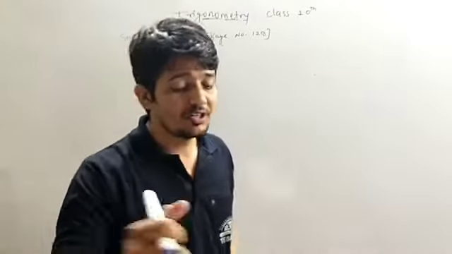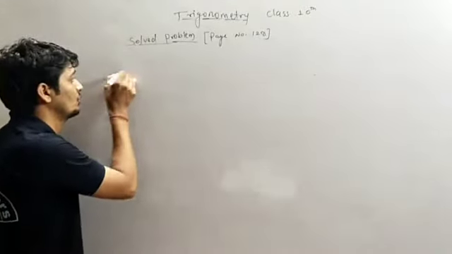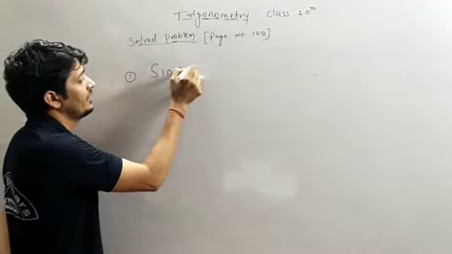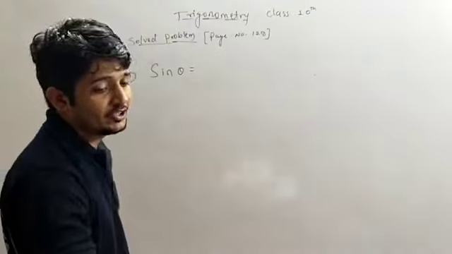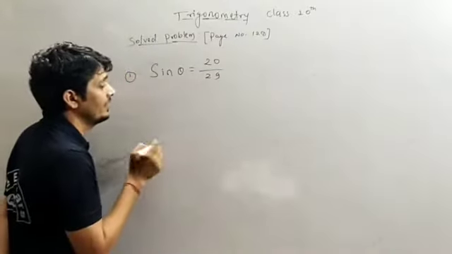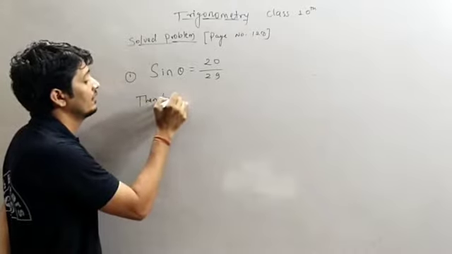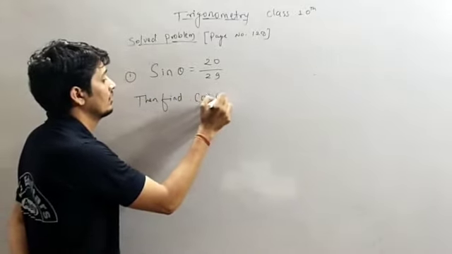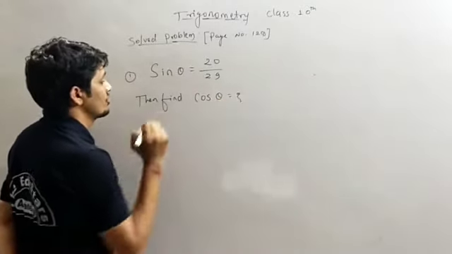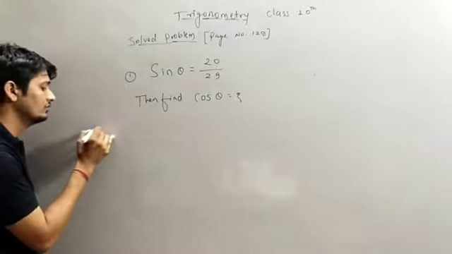The first question, solved problem question number 1, says: if sine theta equals 20 divided by 29, then find cos theta. So we have an identity, and we are going to solve it now.